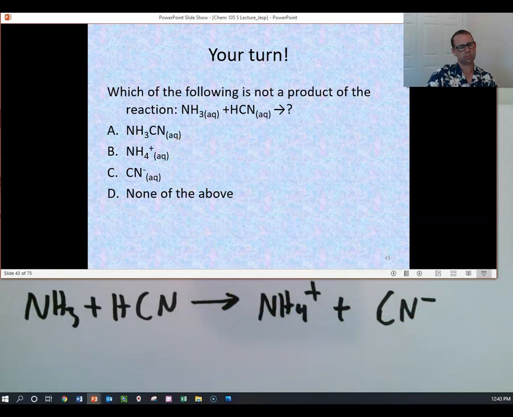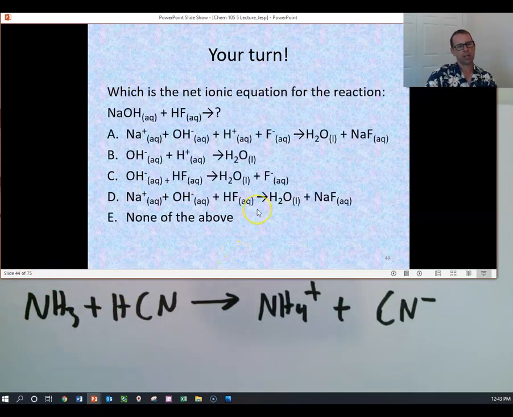It is the top one. That's right, NH3CN. So how did we know that this is how the reaction occurred? Well, because HCN is an acid, therefore it gives up the hydrogen ion, and NH3 is a base, that means it takes the hydrogen ion. And if NH3 takes a hydrogen ion, it forms NH4+. So that's what a weak base does. It takes a hydrogen ion from an acid. Okay, very good.